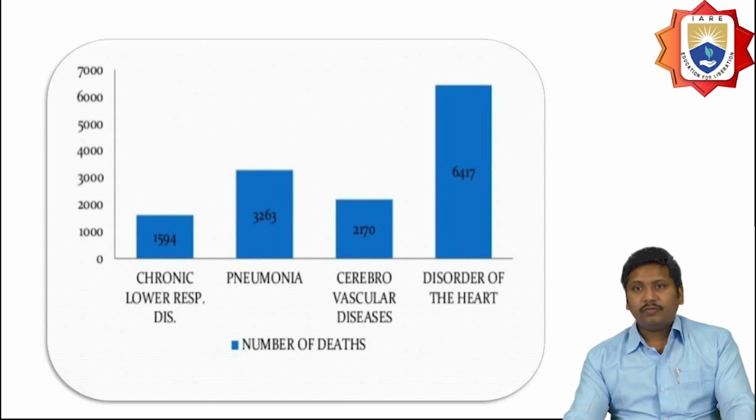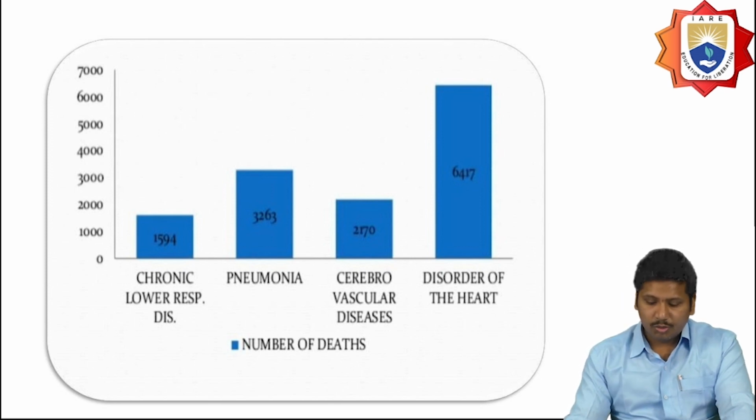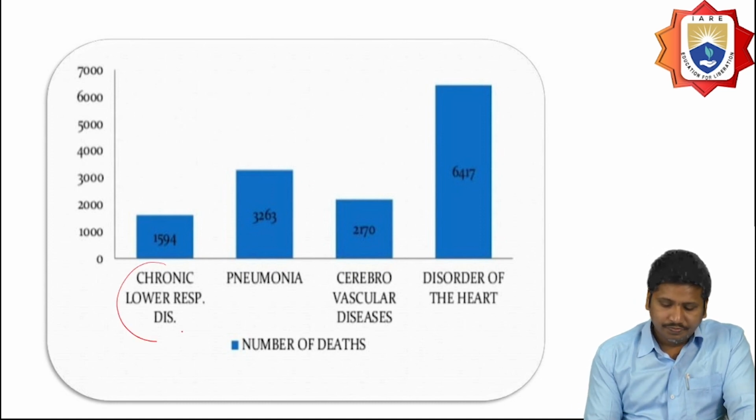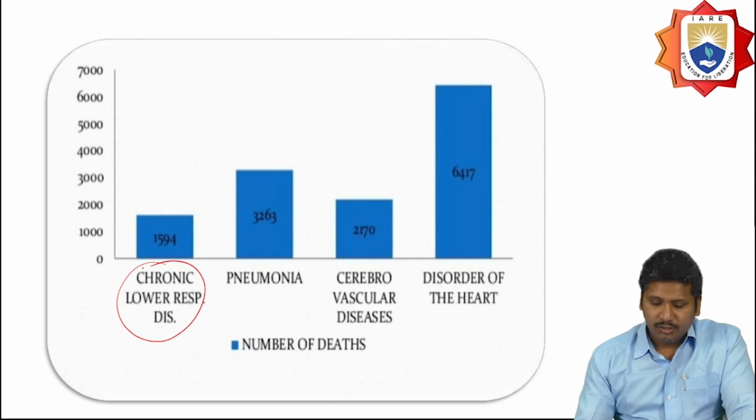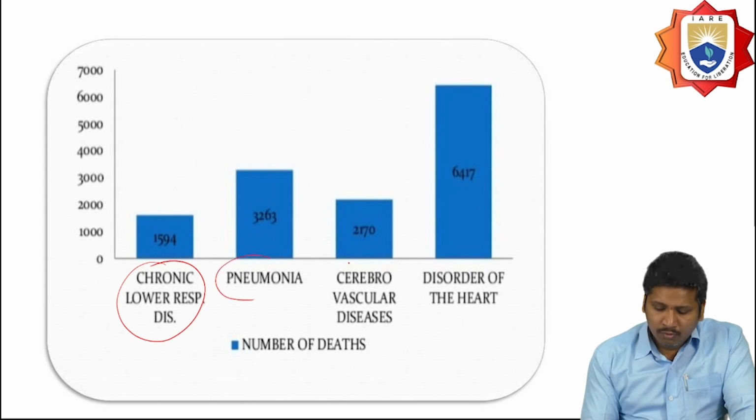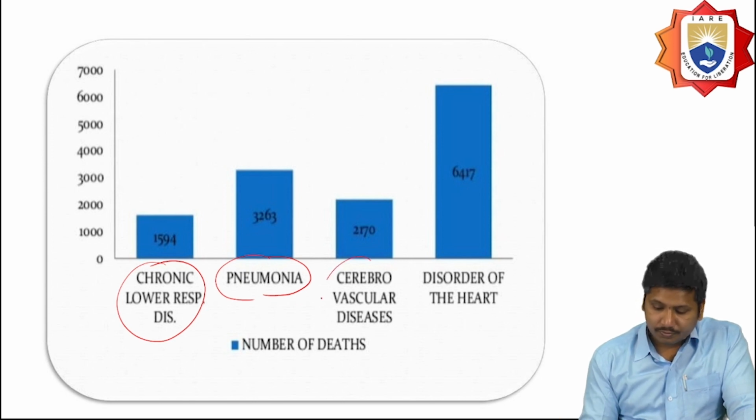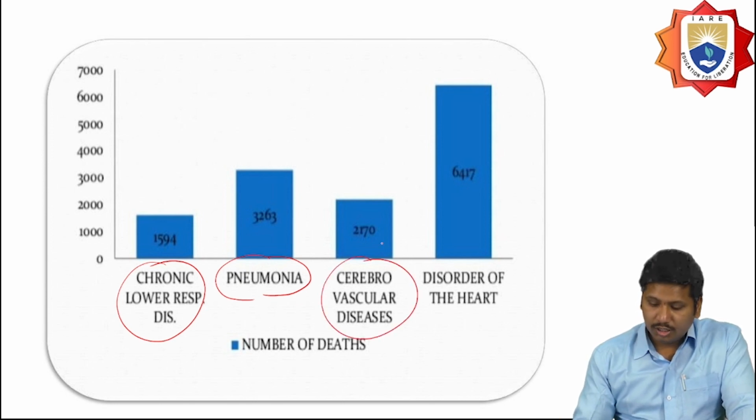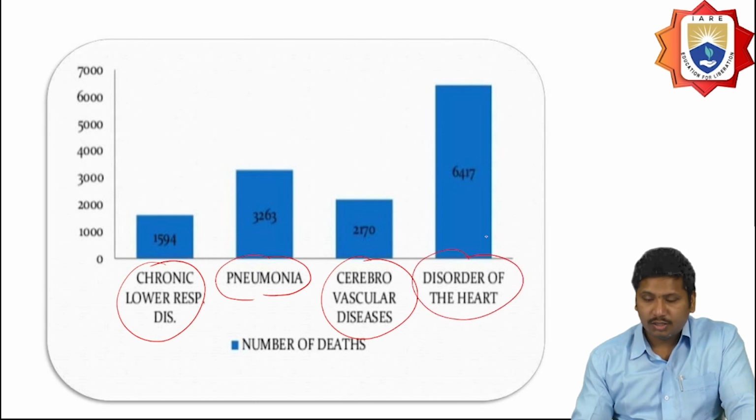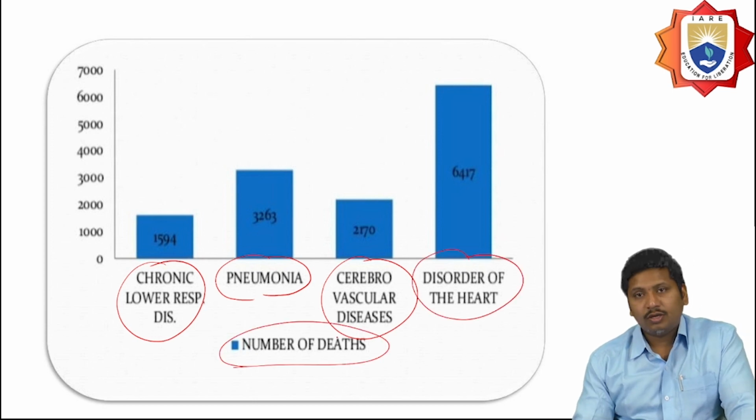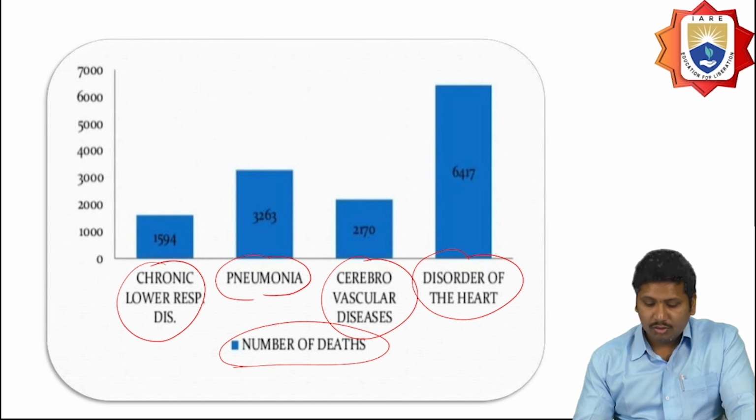And then the number of deaths I have to identify, that should be pneumonia, I want to find it out. So chronic respiratory disease, and next one is pneumonia, and then vascular disease and disorder of the heart. So these are what I want: to find the number of deaths through chronic lower respiratory disease and pneumonia and vascular disease and disorder of heart. I want to find out.